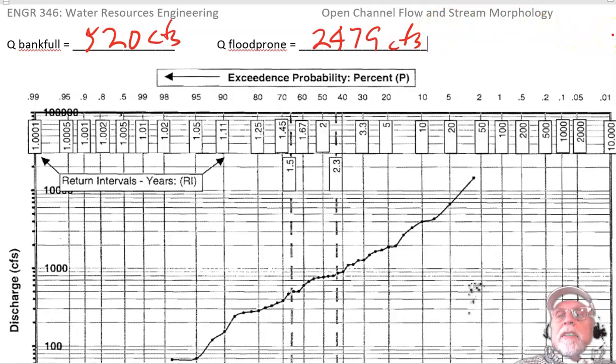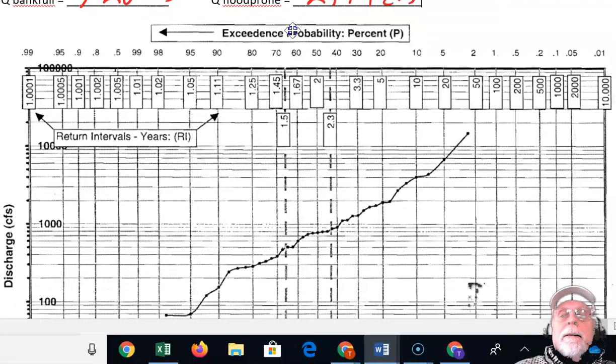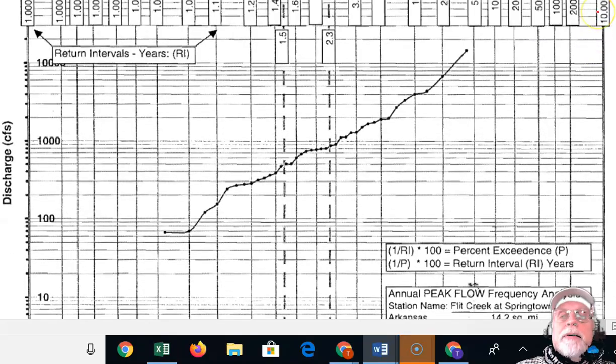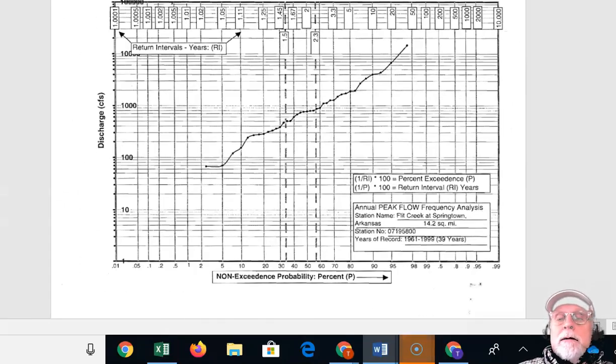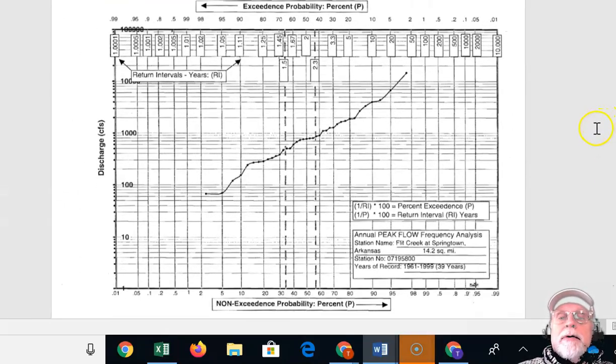For a stream, just like we did for precipitation, we can define and calculate a return period. We look at the historical data and plot it, showing the exceedance probability and the non-exceedance probability. Let's find our values first. The bank full was at 1, 2, 3, 4, 5, so it's this one right here.